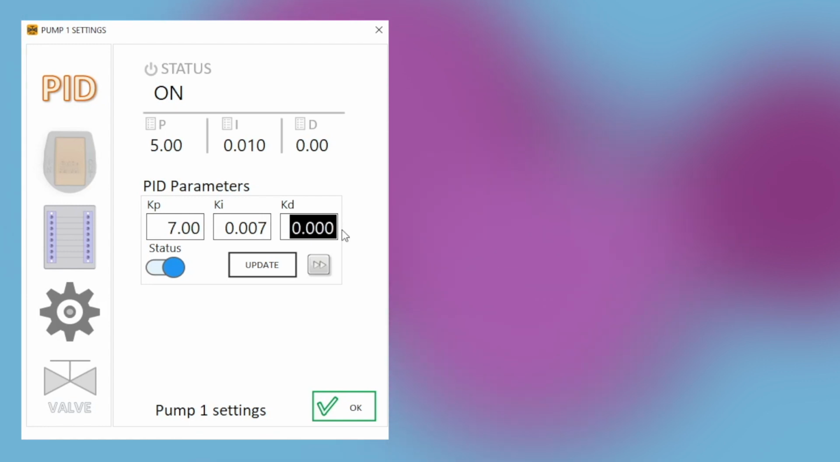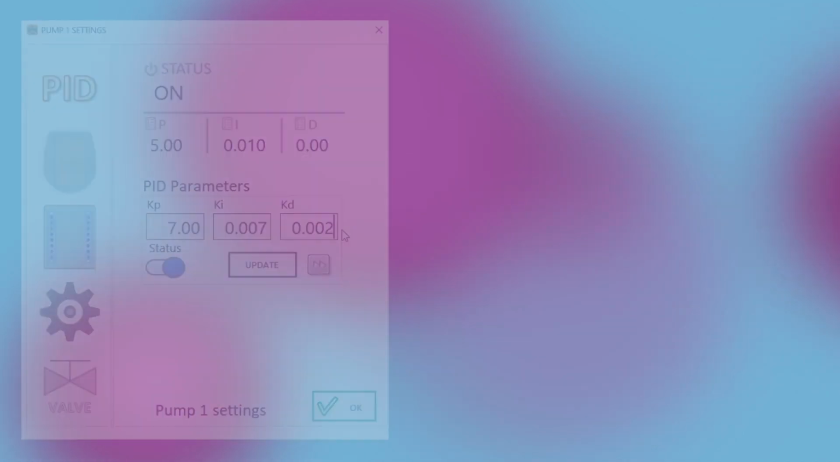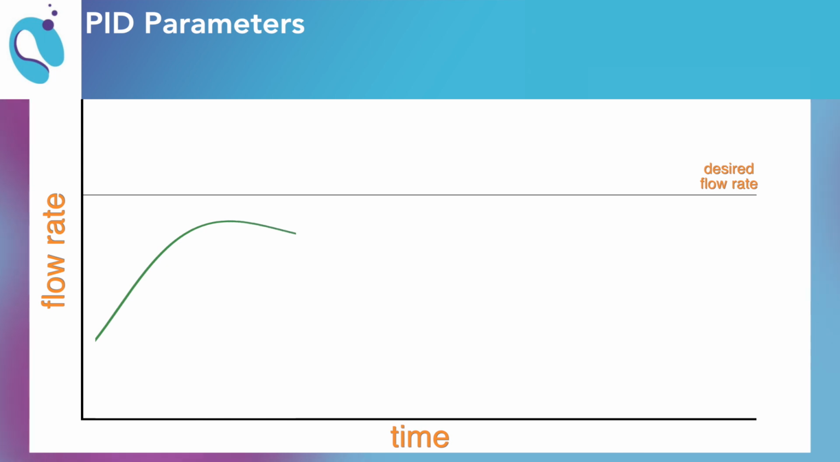Finally, if there's a large initial overshoot, increase the Kd value until you're happy with the result. A large value for Kd will reduce any overshoot almost entirely, but will come with the trade-off of a slower response time, so it's up to you to balance which is more important to your use case.